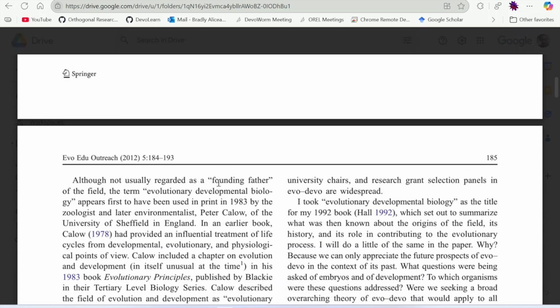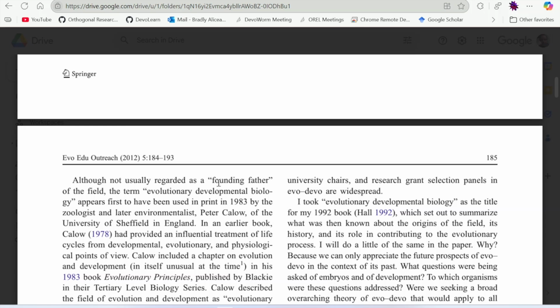So there's really no founding figure of Evo-Devo. You could say maybe that Waddington was a founding figure, but Waddington never really coined the term, nor did Waddington ever really do a significant amount of work. It's synthetic work in bringing these two fields together.